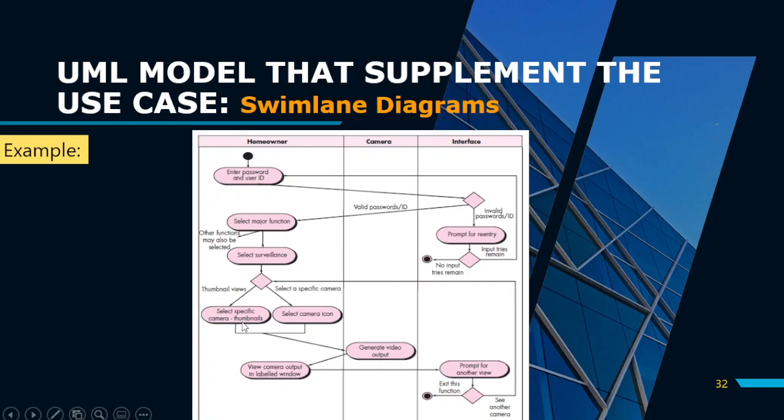After he selects the appropriate output, the camera will display it, and the homeowner performs the function called view camera output in a labeled window. After that, the interface will prompt for another view. If he wants, he can go back to the same surveillance, otherwise he can exit from the function. So this is the example for the swimlane diagram.